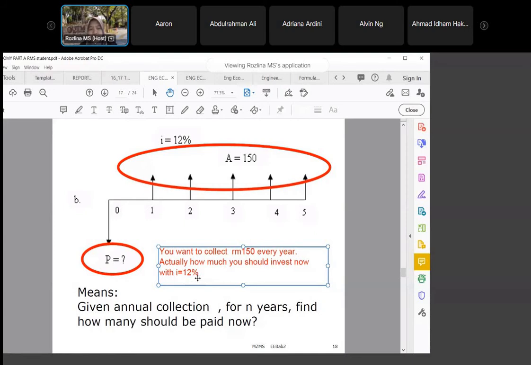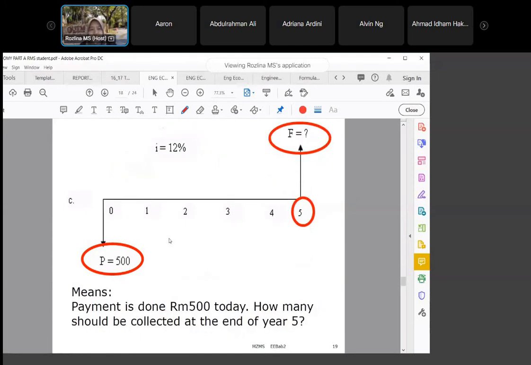With I, 10%. So same how to draw? You have to put the scale until 5, and then you put the arrow from 1 must be at 1 until 5, and then you put what is the question, P. What is the P? The present value. So settle. Oh yeah, I put the I above, 12%. Okay, simple, still simple. Okay, same as this one.